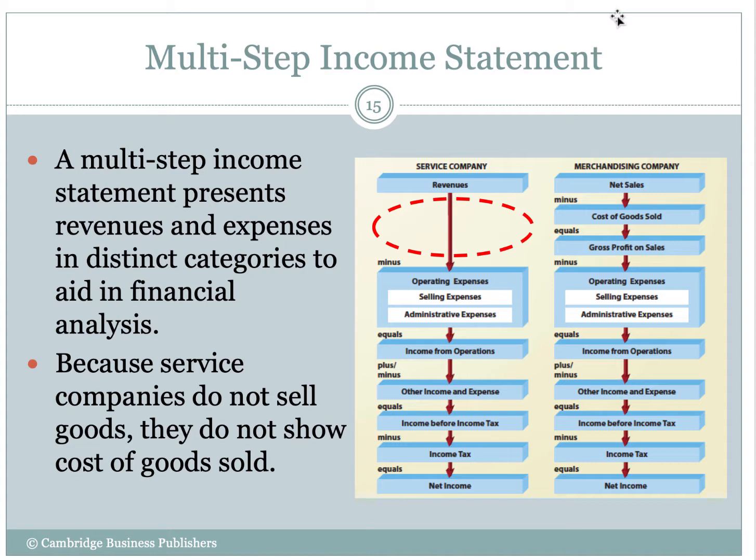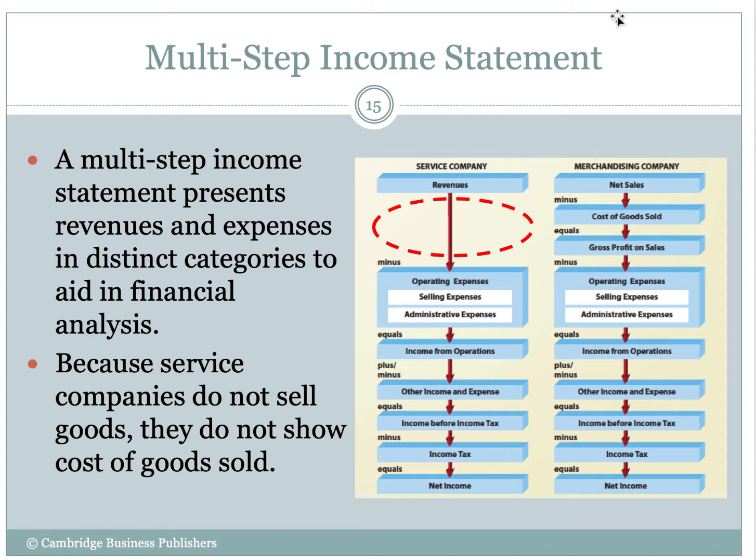So if we look here, we have a difference between the merchandising company and the service company, okay? So what we're doing here is we're taking a multi-step income statement, which is nothing more than revenues and expenses presented in distinct categories, right? And this will help financial analysts to analyze our income or our profitability, okay?